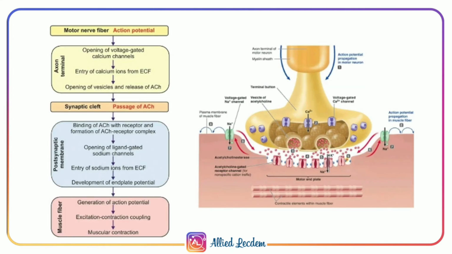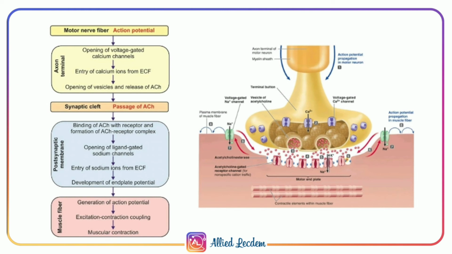So, till now, what we saw, the events in neuromuscular transmission, we'll just revise. First, in the motor nerve fiber, an action potential is generated, and the next event takes place in the axon terminal, that is, opening of voltage-gated calcium channels and entry of calcium ion from ECF, which causes opening of synaptic vesicles and release of acetylcholine. So now the acetylcholine moves into the synaptic cleft.